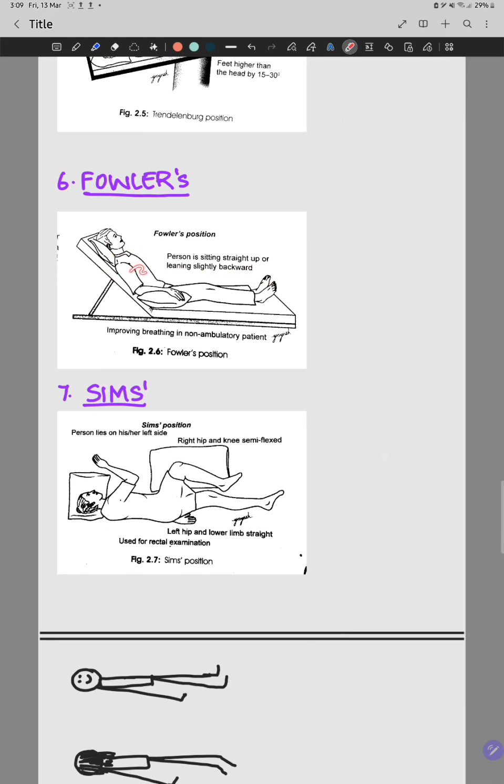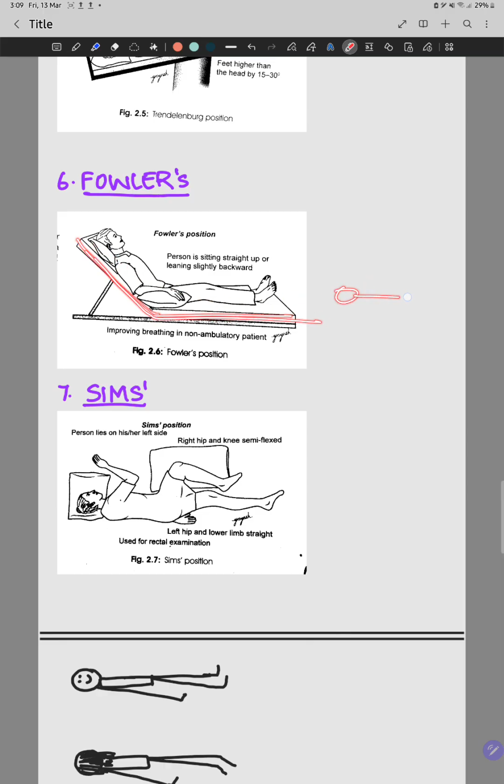Okay, next coming to Fowler's position. Most commonly you are going to see this Fowler's position as sitting straight up and leaning straight backward. It is for improving the breathing in non-ambulatory patients. For improving the breathing, we are going to make the patients sit in the Fowler's position.